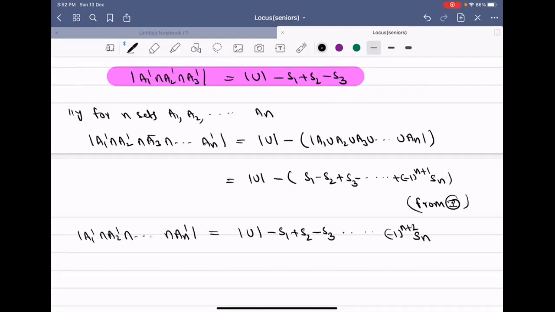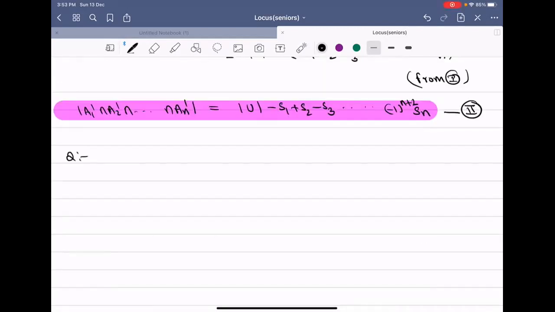Listen. So the principle of inclusion exclusion. First question number 1 is, before writing question number 1, one note write down.